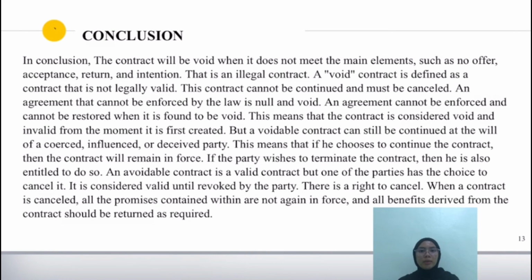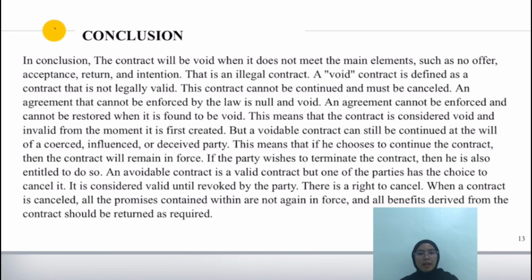In conclusion, the contract will be void when it does not meet the main elements such as offer, acceptance, consideration, and intention. This is an illegal contract. A void contract is defined as a contract that is not legally valid. This contract cannot be continued and must be cancelled. An agreement that cannot be enforced by law is known as void. An agreement cannot be enforced and cannot be restored when it is found to be void.